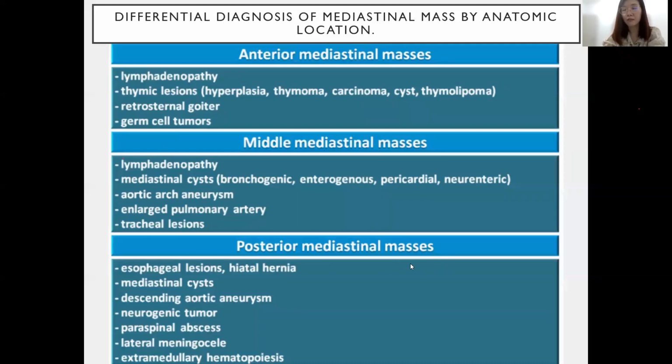Then posterior mediastinal masses are quite common. Even a thoracic descending aortic aneurysm is a posterior mediastinal mass. Otherwise, the cysts, paraspinal abscess, and neurogenic tumor are the two most common differentials for a posterior mediastinal mass. All right, lateral meningocele sometimes can happen. And extramedullary hematopoiesis in a thalassaemic patient you will detect as a posterior mediastinal mass.